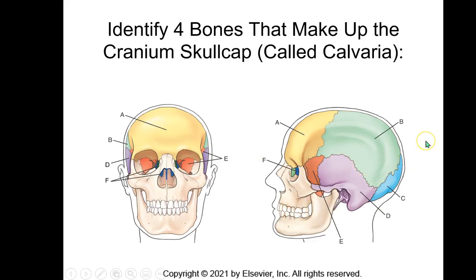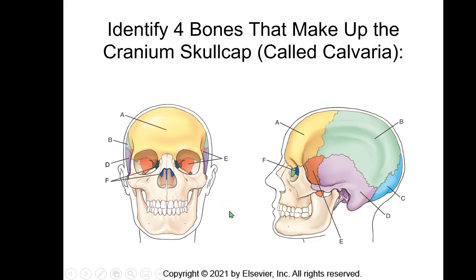Okay, so let's review. What did we just learn? What are the 4 bones that make up the calvarium, or the skull cap? Remember, follow this suture, and you kind of lift the skull cap off the cranium. You have the frontal, the right and left parietals, and the occipital. 4 bones. Okay, so which bones make up the floor? Well, you have the right and left temporal, the sphenoid, and the ethmoid.